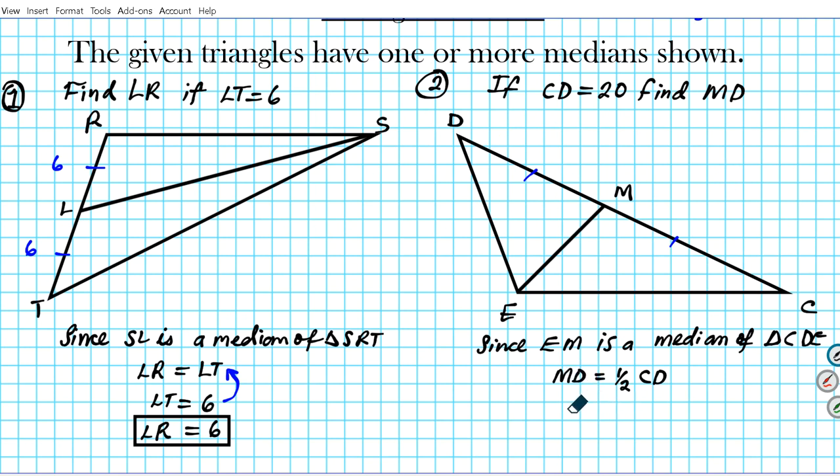Okay, so we know that CD is equal to 20 units long. So what we're going to do to find MD is plug that value into the relationship that we have right here. So MD is going to be 1/2 of 20. All right, so half of 20 is 10. So that is the measure of side MD.